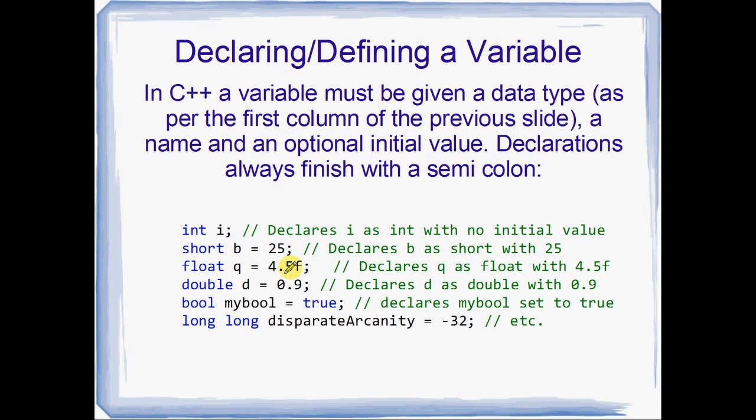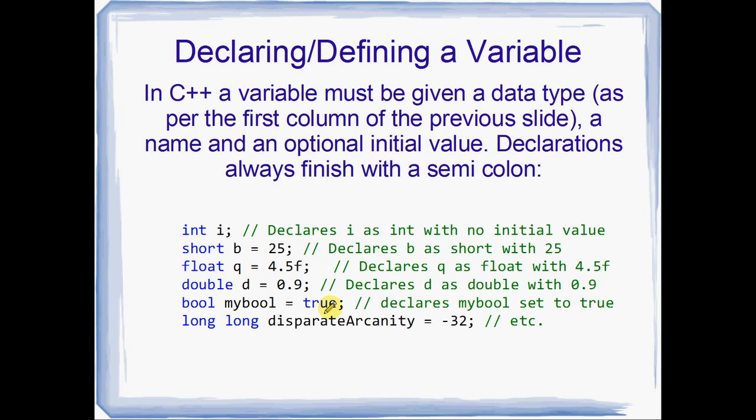Float q equals 4.5f. So here we see another variable. We've called this one q, and the 4.5f just here will be set to that. So q is going to have the value 4.5. Next we've got double d equals 0.9. No f on the end, since this is a double that we're declaring.